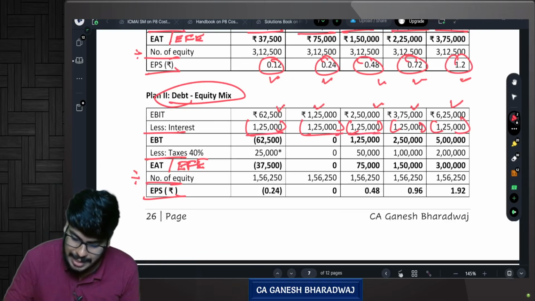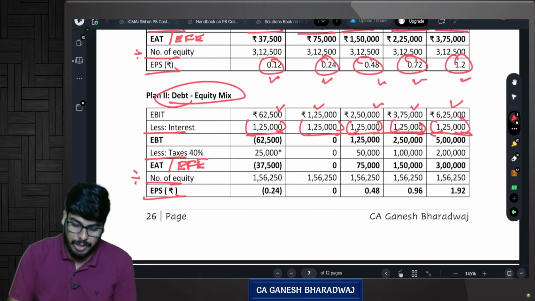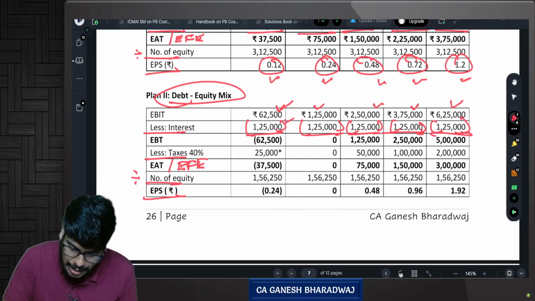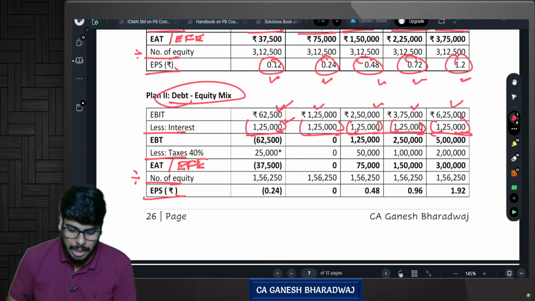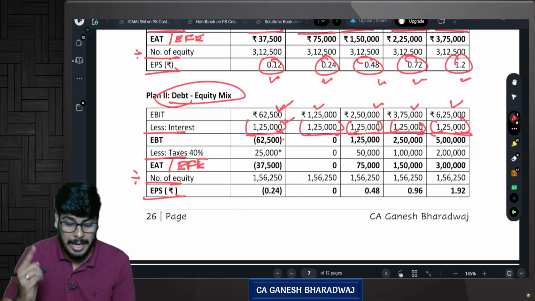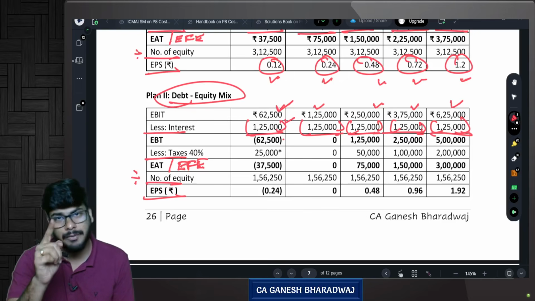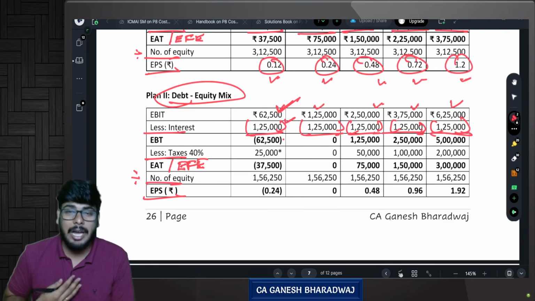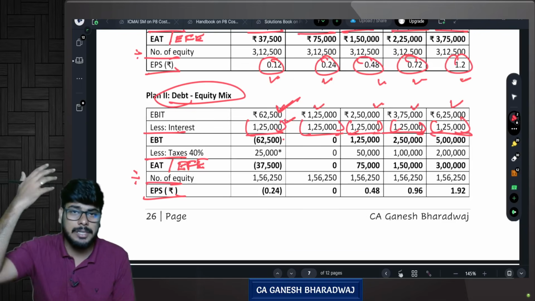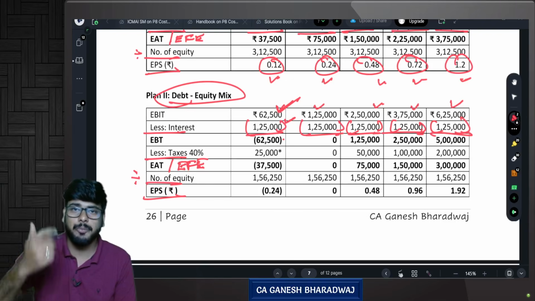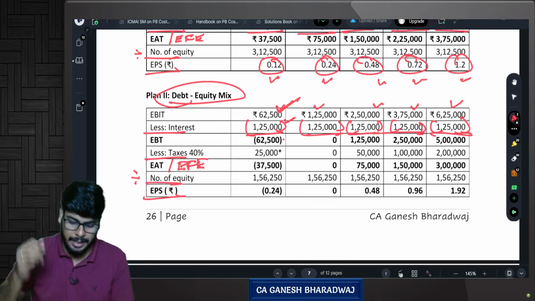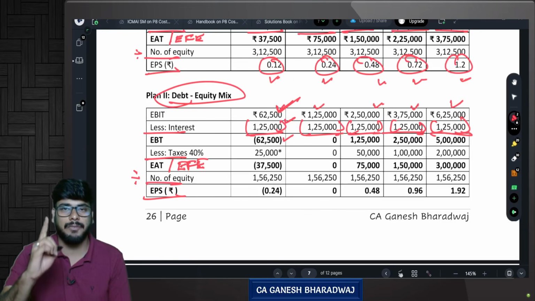So how much is your EBT? In this case, 62,500 rupees is your EBIT, correct? Minus 1,25,000 is going to be your interest. So EBT will be minus 62,500. Can EBT be negative? Yes, it can be negative. You have made a profit of 62,500 only, but 1,25,000 is my interest. Where will the company pay from? Maybe previous year's retained earnings, or you once again borrow to pay this. We don't know. But interest is an obligation that needs to be paid, correct? So this makes your EBT negative, correct or not?